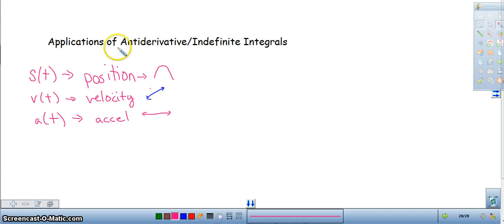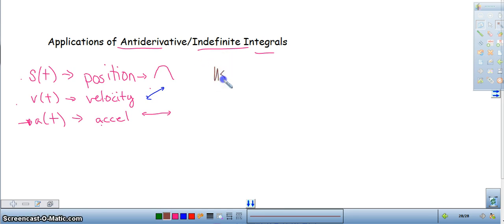Well, now that we can do antiderivatives and indefinite integrals, I can actually start with acceleration. If I know some acceleration, I can find the velocity, and then I could find the standard position function if I wanted. I would do that by doing the opposite of taking the derivative. If I take the antiderivative or the indefinite integral of the acceleration, I would get the velocity function. And if I know the velocity function, I can get the original position function. And so it's very useful.